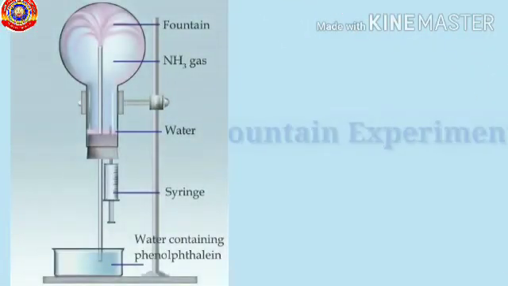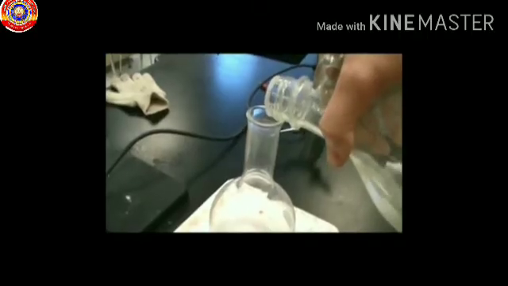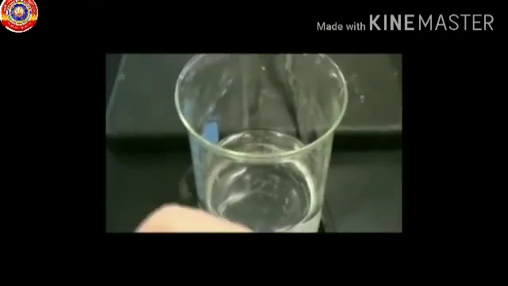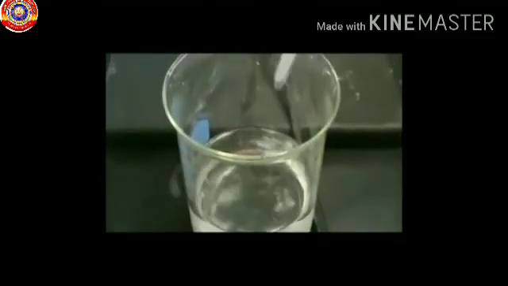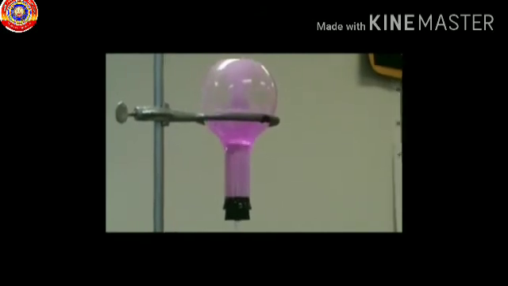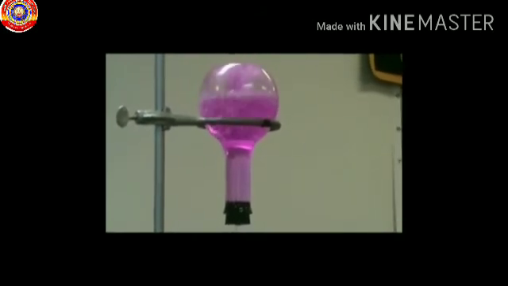The name of this experiment is the fountain experiment. Let us see. A little amount of ammonium hydroxide is added in a round bottomed flask. Add a few drops of phenolphthalein reagent to the water taken in a beaker. Now, a thistle funnel which is connected to the round bottomed flask is dipped in the beaker containing water. Now what do you observe? Did you see a fountain?